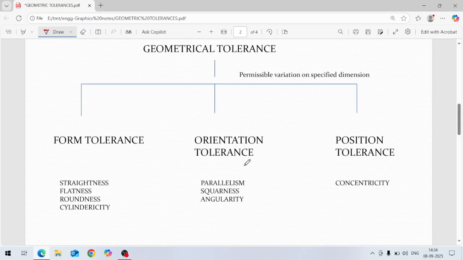Orientation tolerances are just like parallelism, squareness, angularity. Orientation means it has some reference. Parallelism means there is some reference, and with that reference, the surface would be parallel. Squareness means perpendicularity from a reference, a datum, and similarly angularity. So these are orientation tolerances.